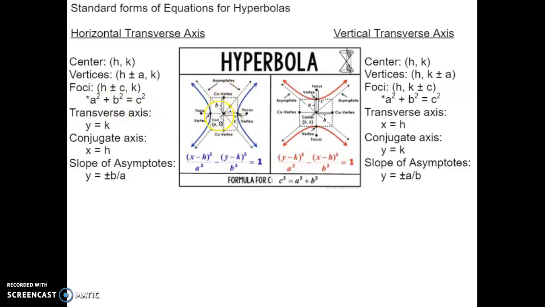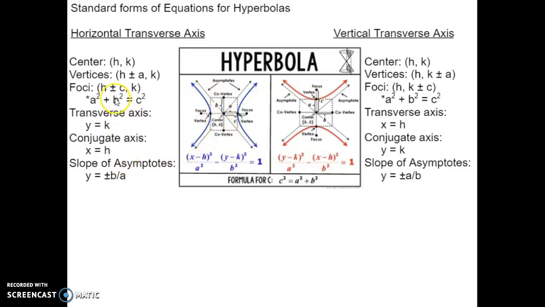And there's a conjugate axis, which goes perpendicular to the transverse axis, and it is b units above and b units below the center to get to these co-vertices, which allow us to create this rectangle, which gives us these diagonals that cross through the rectangle, which are our asymptotes. So the hyperbola over here on the right gets closer and closer to these two asymptotes, and the one on the left gets closer and closer to these two asymptotes.